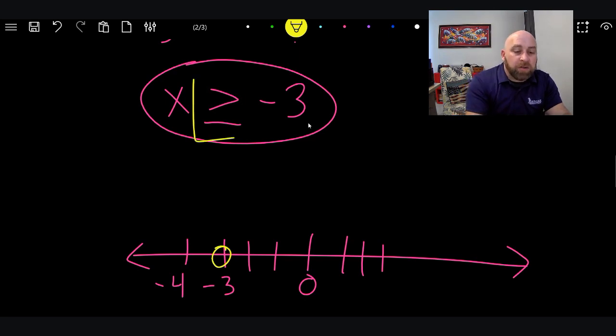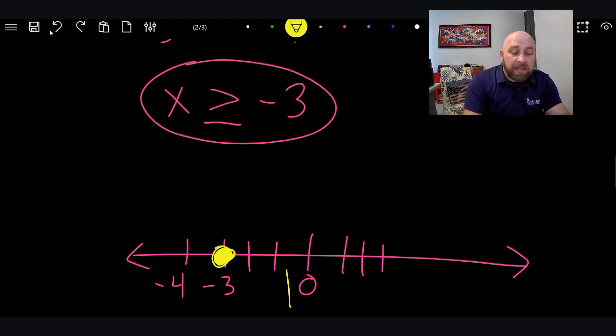Do I need to color in the -3 or not? Yes, I do. I need to color in the -3. Why? Because it was equal to. All right. And so now we have to determine which side we're going to go.